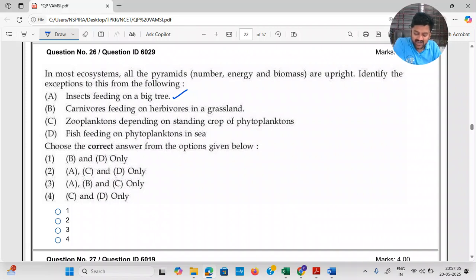Zooplanktons depending on standing crop of phytoplanktons. So this will be possible. So C is also possible. Fish feeding on phytoplankton in a sea. This is also yes, of course. So here the most correct answer will be the ACD.